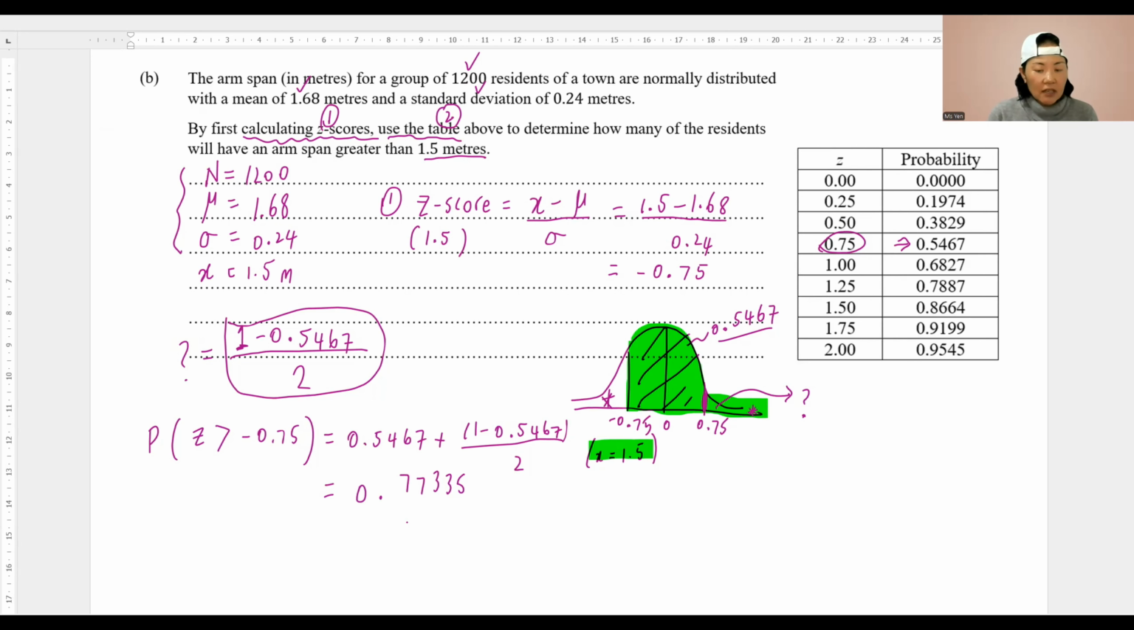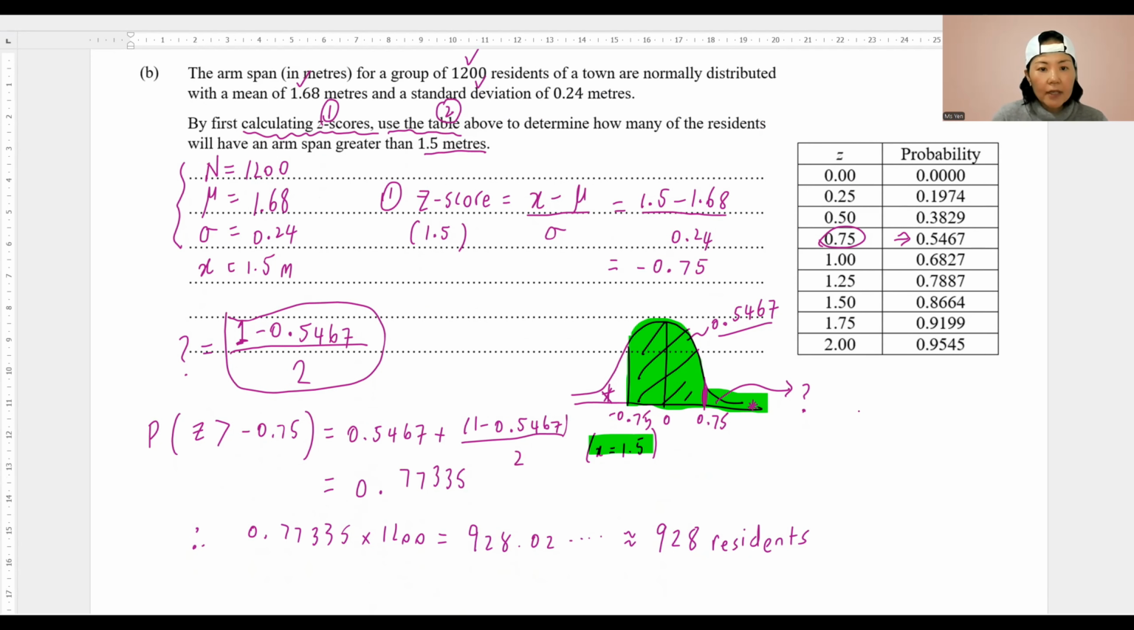Now that doesn't give me how many people are in that. I have to multiply by the population, 1200, and that'll give me 928.02 something, and roughly 928 residents will have an arm span greater than 1.5 meters. So that's my answer. Okay, well, that's it really.